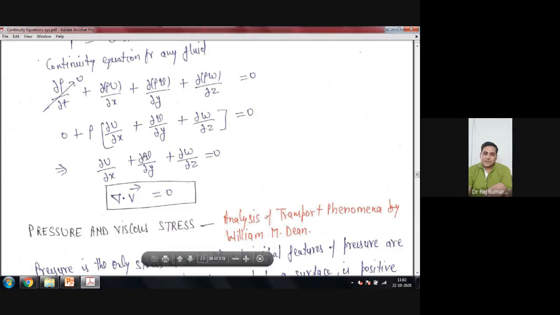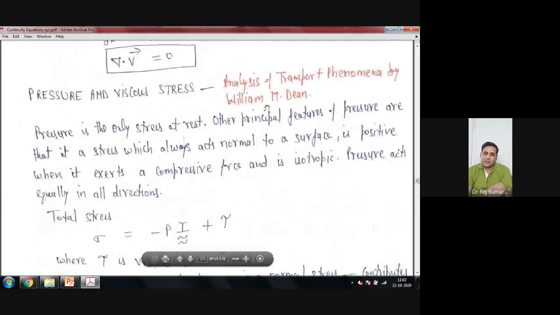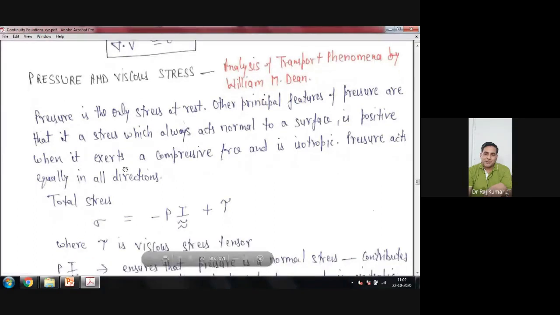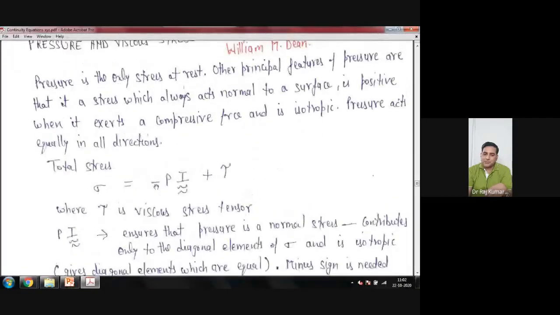Now, I will also ask you, if you can get access to this book, Analysis of Transport Phenomena by William M. Deen. It gives the derivation of sigma actually. In this, sigma is defined by two terms: P times I plus tau. Tau is the viscous shear stress, and P is the thermodynamic pressure. If you add them, that is called your total stress at a particular plane or a particular point.